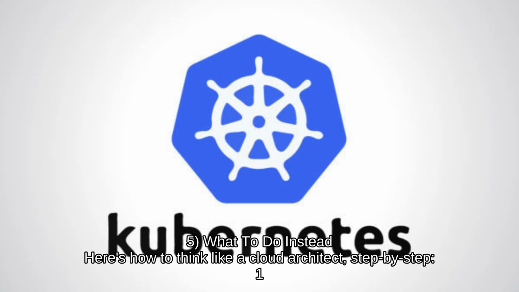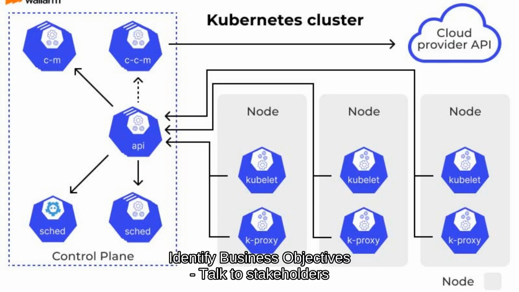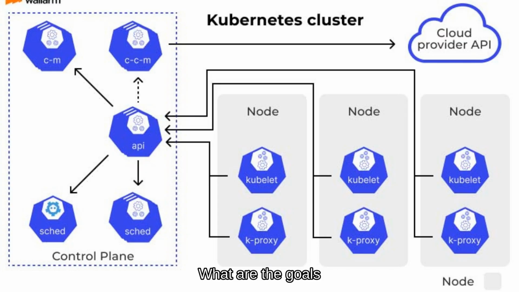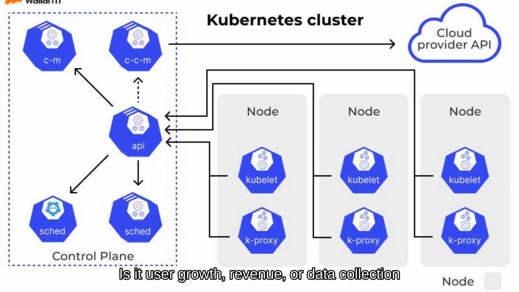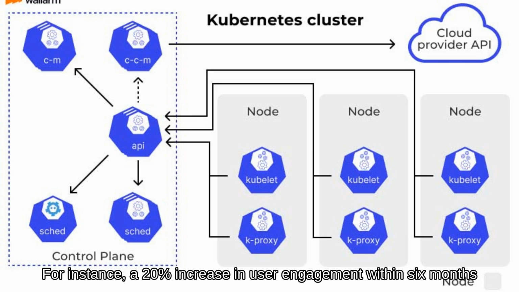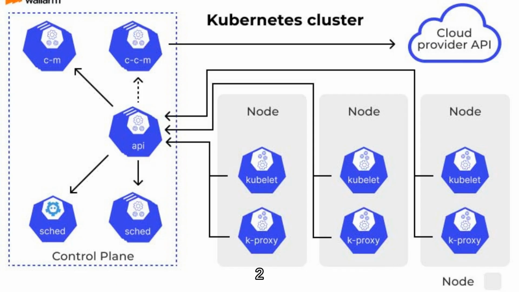What to do instead. Here's how to think like a cloud architect, step by step. 1. Identify business objectives. Talk to stakeholders. What are the goals? Is it user growth, revenue, or data collection? Define success metrics. For instance, a 20% increase in user engagement within 6 months.